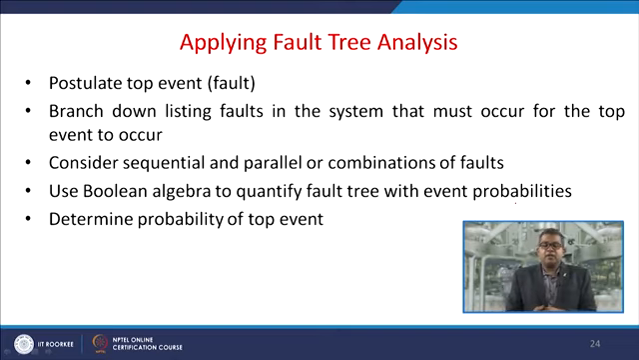Now, while applying the fault tree analysis, you must postulate the top event, that is the fault, then branch down, listing the faults in the system that must occur for the top event to occur. You must consider the sequential and parallel or combination of the faults. Use Boolean algebra to quantify the fault tree with the event probabilities. You need to determine the probability of the top event, that is, once you have postulated the top event, that is the fault.